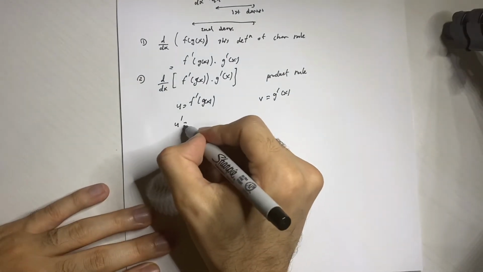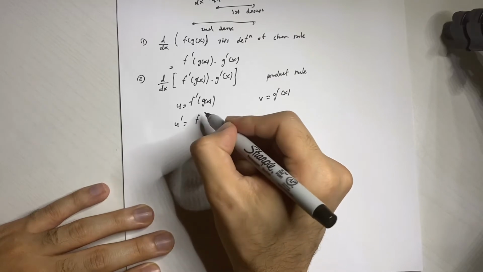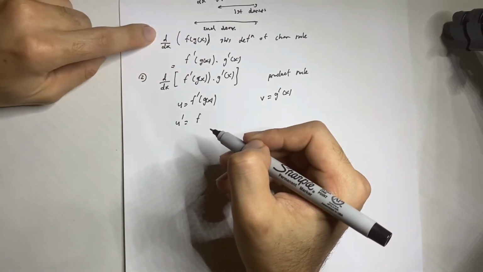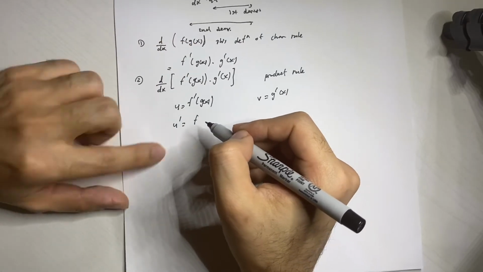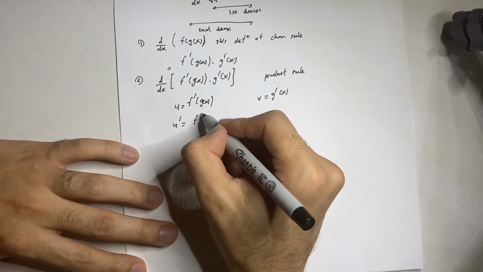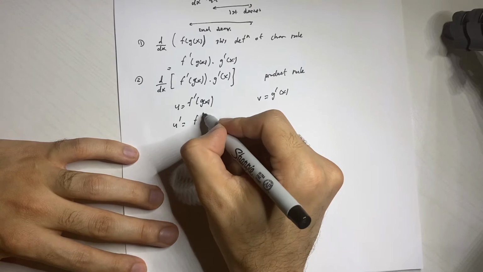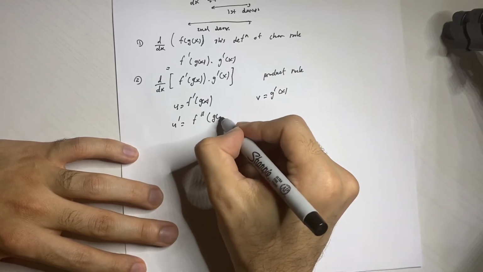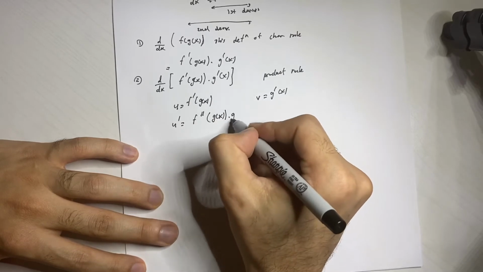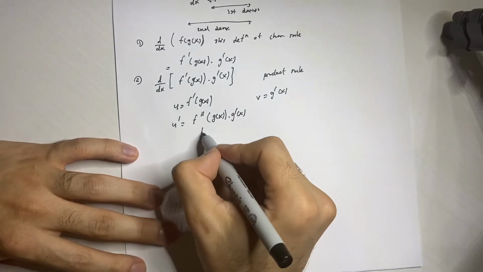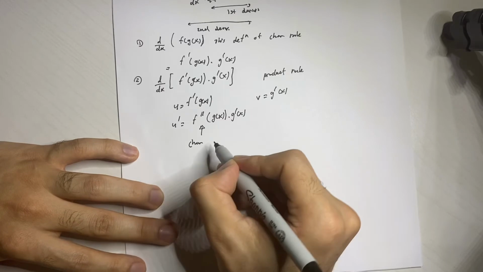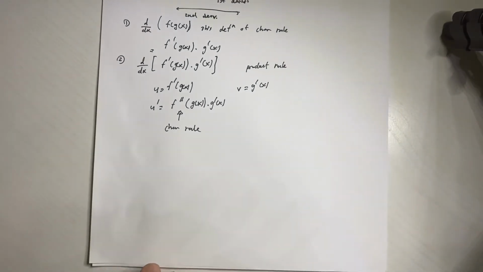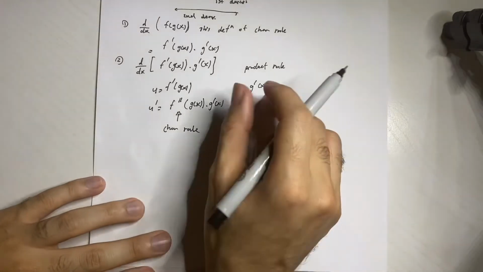Now I want to take the derivative of each. Here what I'm gonna do is I'm gonna use the chain rule again to find the derivative. So that's gonna be f double prime of g of x, which is just the outside function, and then I'm gonna multiply it by the derivative of the inside function. Again, this is using the chain rule since this is a composite function.